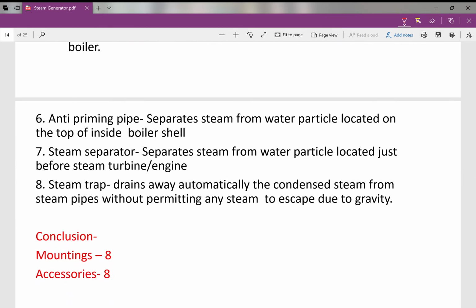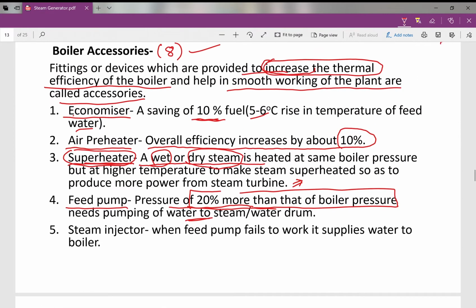Item number 6, anti-priming pipe. This is a small device located inside the boiler but at the top where steam is accumulated and is ready to go out. So steam which contains water particles. As you know, water particles are heavier in weight compared to steam. So this steam along with water, I am going to a particular figure.